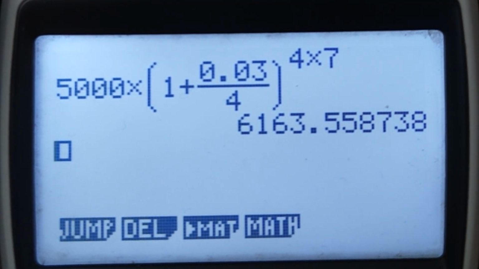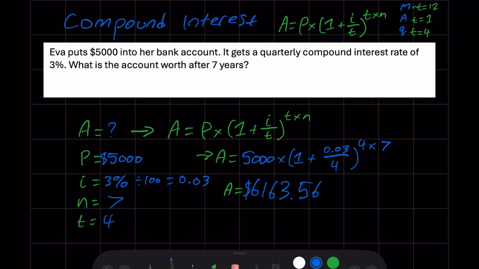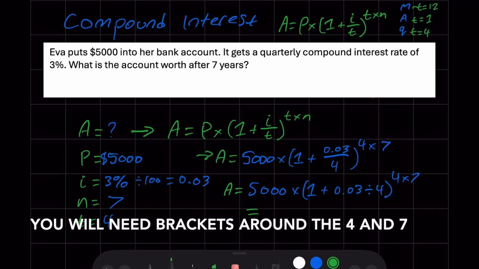6,163. I'll round that up to 56 cents. $6,163.56. That is the answer to this question. I quickly want to show you how to do this for people who don't have calculators that allow fractions like that. And it's kind of simple. You can just write 5,000 times bracket 1 plus 0.03 divided by 4 to the power of 4 times 7. If you put this into your calculator, you will get the same answer.